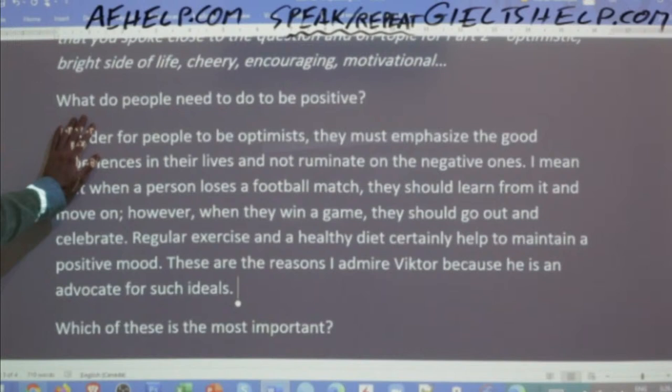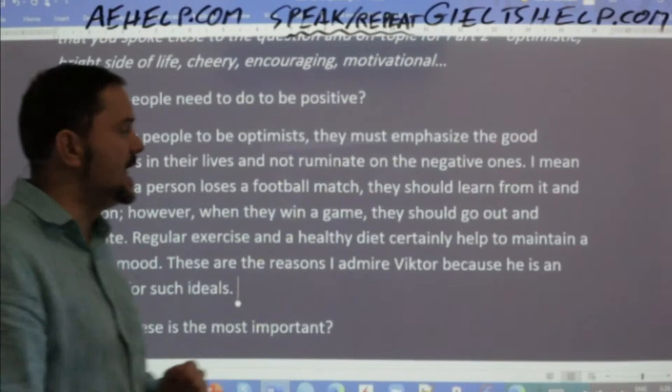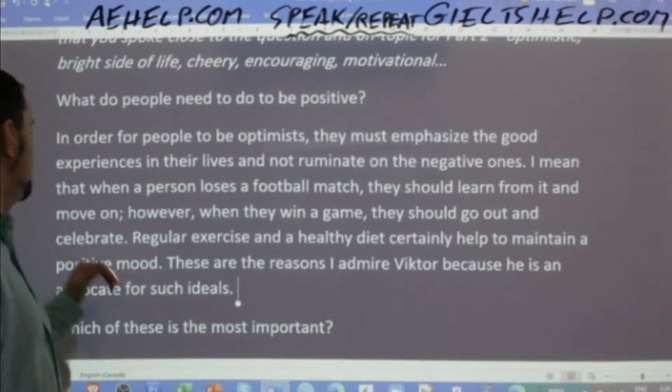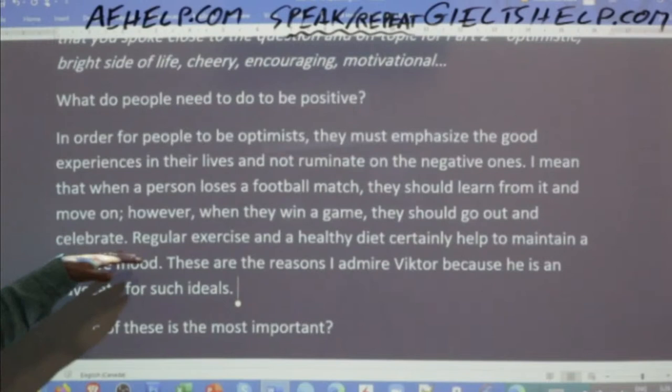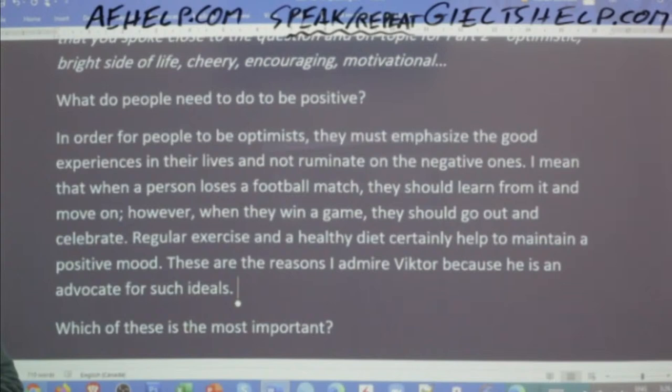What do people need to do to be positive? In order for people to be optimists, they must emphasize the good experiences in their lives and not ruminate on the negative ones. I mean that when a person loses a football match, they should learn from it and move on. However, when they win a game, they should go out and celebrate. Regular exercise and a healthy diet certainly help to maintain positive mood. These are the reasons I admire Victor, because he is an advocate for such ideals.